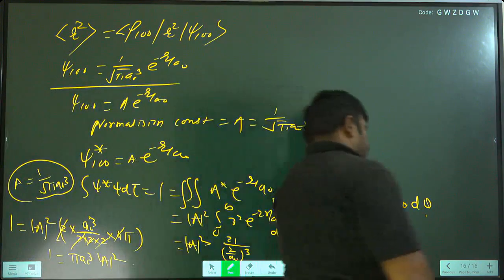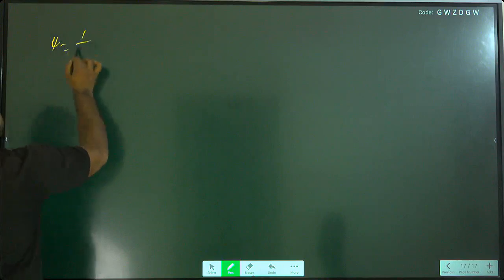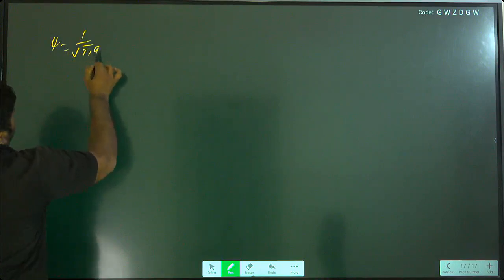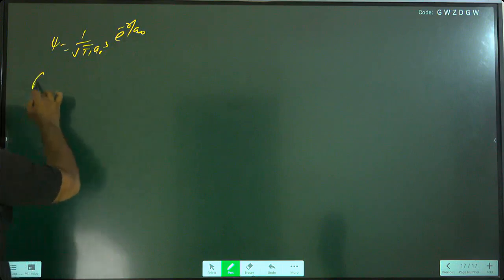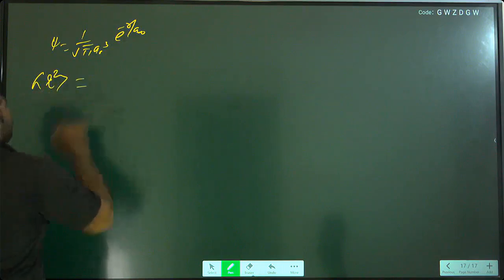Now see, what is the value of psi? Psi is equal to 1 upon pi a naught cube, the given function is normalized, e to the power minus r upon a naught. Now we go on to finding the expression of r squared.